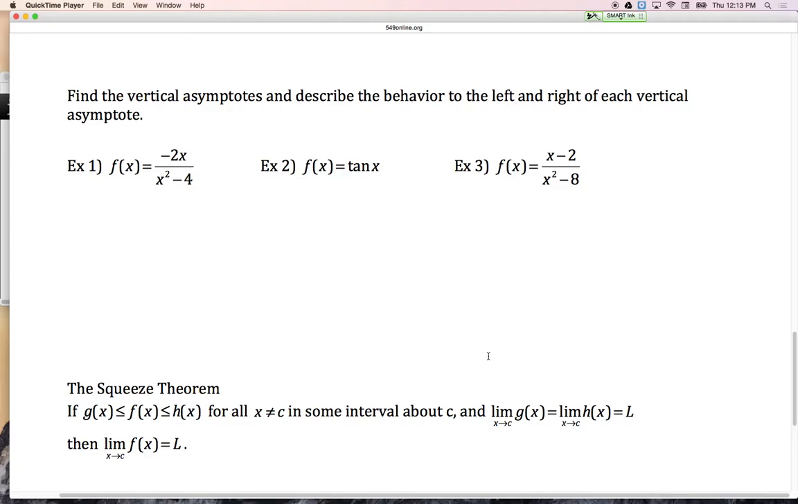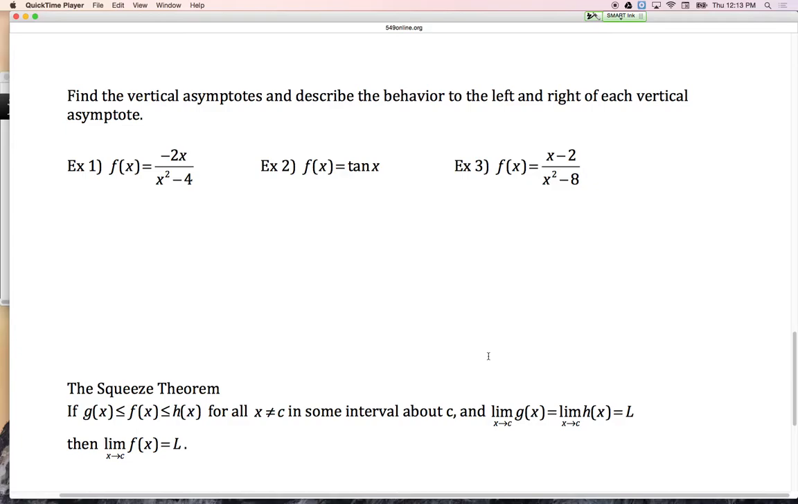f of x equals negative 2x over x squared minus 4. How would you go about finding the VAs here? Let's reiterate what we said yesterday. What do you do to find a VA? You're looking for where there's 0 on the denominator. When you're doing a VA, you're looking for where just the bottom equals what? Not bottom and top.